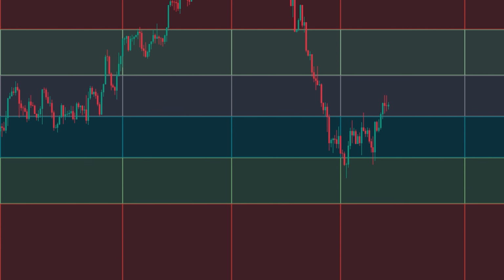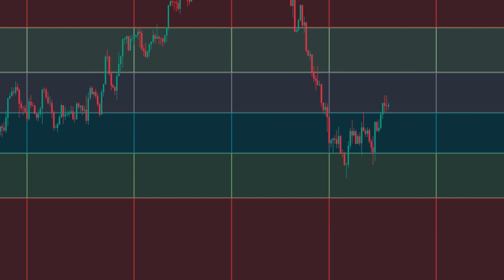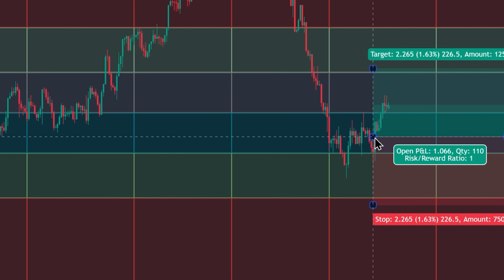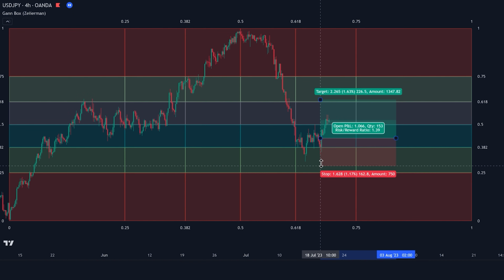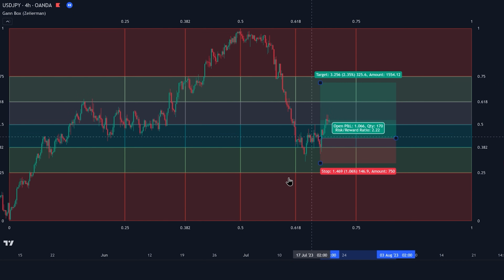For the best buy position, enter the trade once the price bounces off the 0.382 level. Place the stop loss slightly below the most recent support level identified by the Gann Box. Target a 2 times risk to reward ratio. Now let's see how the trade plays out.